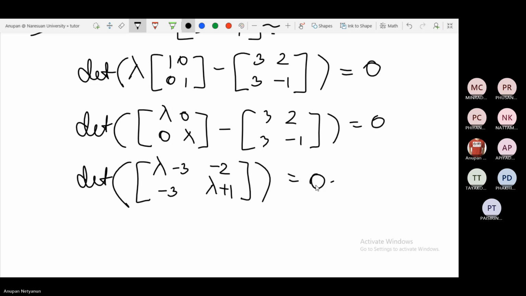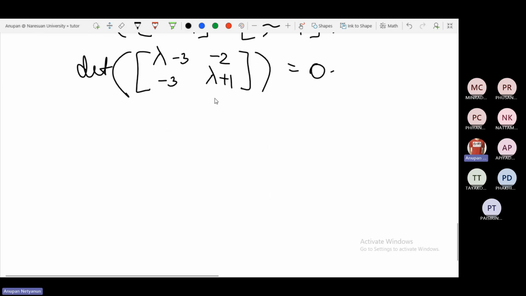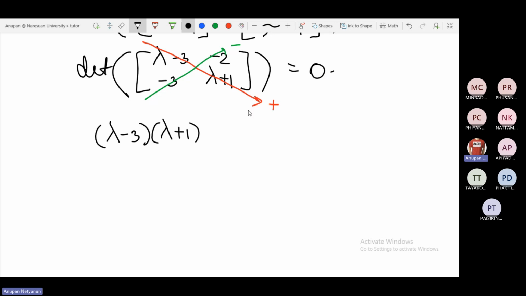Now, since you have a 2 by 2, to find the determinant you can cross multiply. This one becomes plus, and this one minus. So what you have is lambda minus 3 times lambda plus 1, minus this times this, which is negative 3 times negative 2, which is 6. So you have minus 6 equals 0.